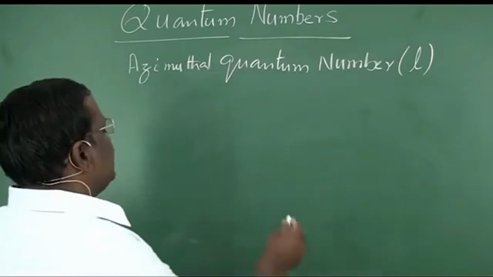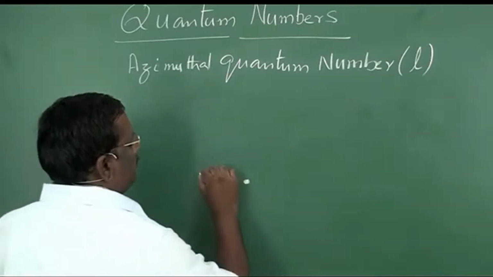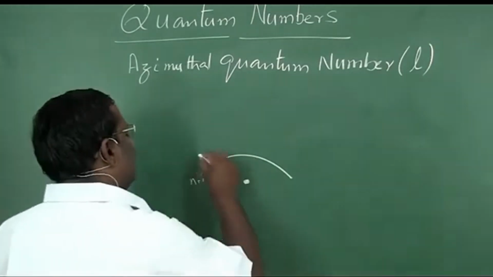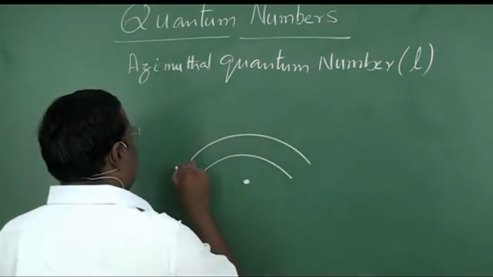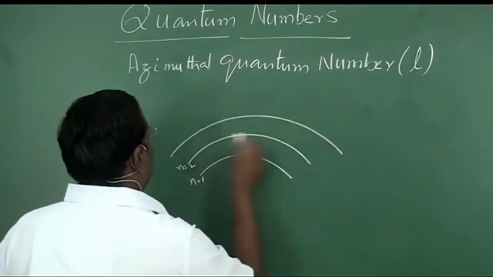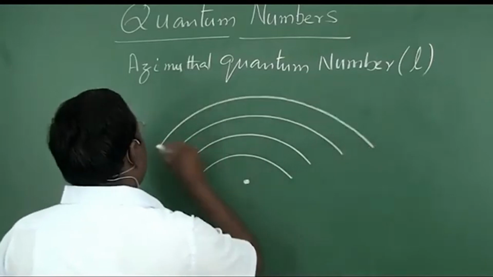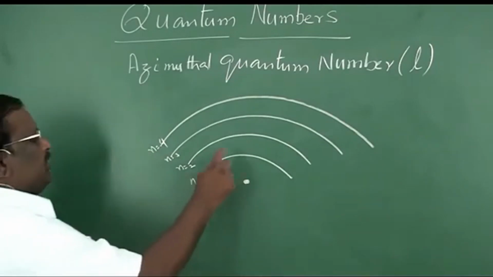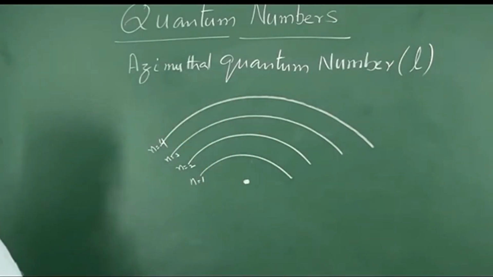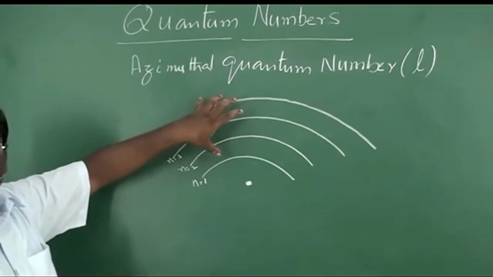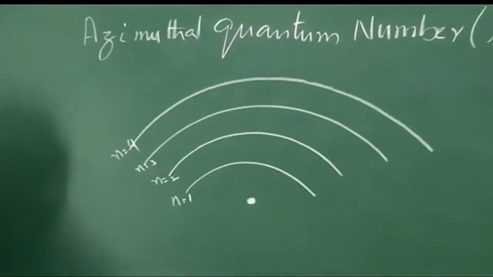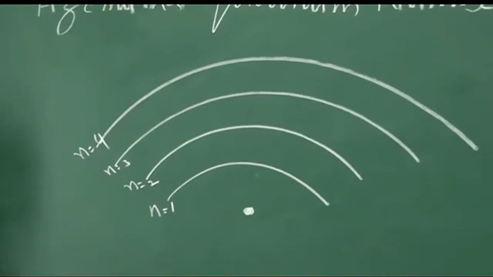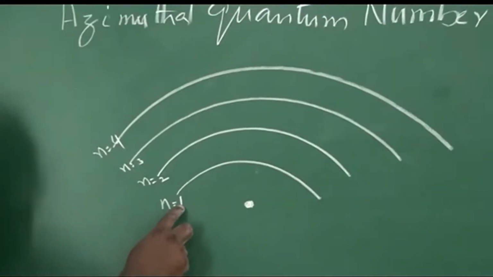For example, if this is the nucleus, from the nucleus you have the first energy level. For this energy level, n is equal to 1. And at a certain distance from the first energy level, you have another energy level, that is n is equal to 2, and some other energy level, n is equal to 3, some other energy level, n is equal to 4, and so on. This was the proposal of Bohr: at specific distances from the nucleus, we have some energy levels. Now, Sommerfeld is proposing that each main energy level will have some sub-energy levels. The number of sub-energy levels present in a given main energy level will be equal to n.